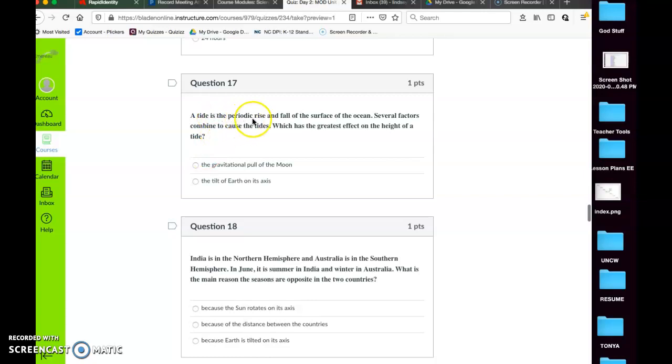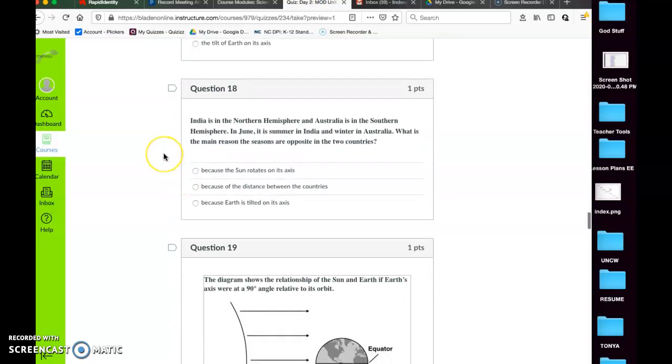A tide is the periodic rise and fall of the surface of the ocean. Several factors combined can cause the tides. Which has the greatest effect on the height of the tide? The gravitational pull of the moon, or the tilt of the Earth on its axis?